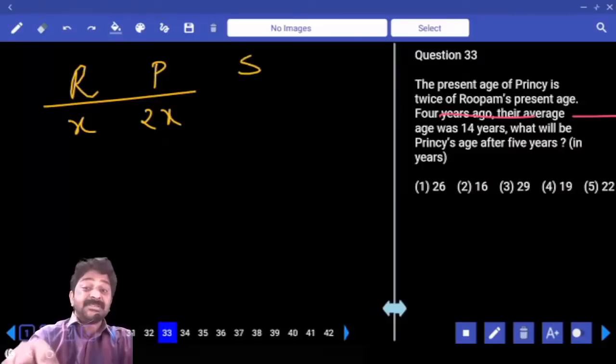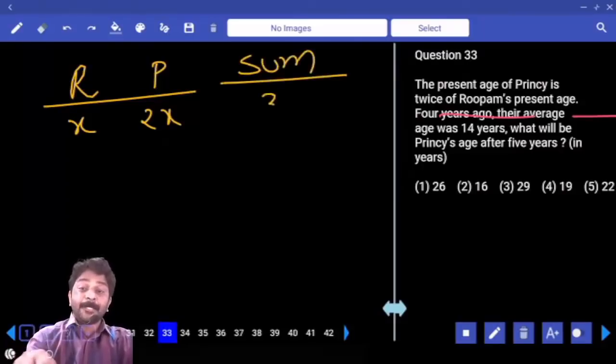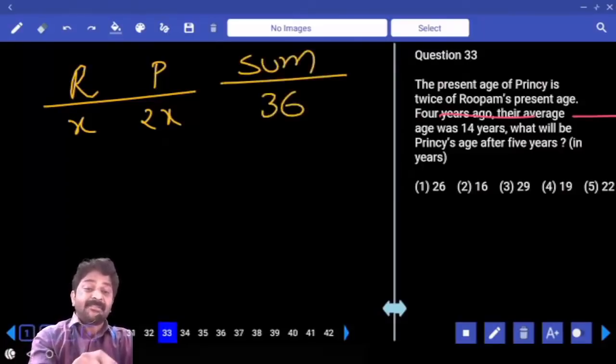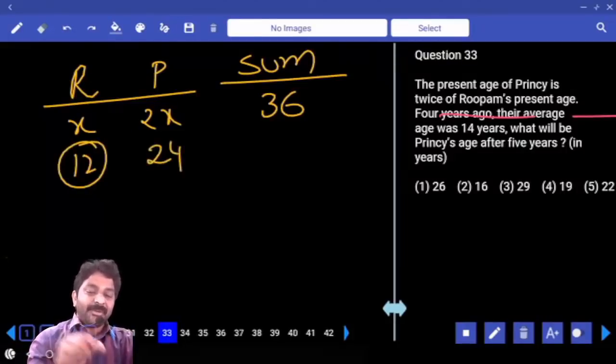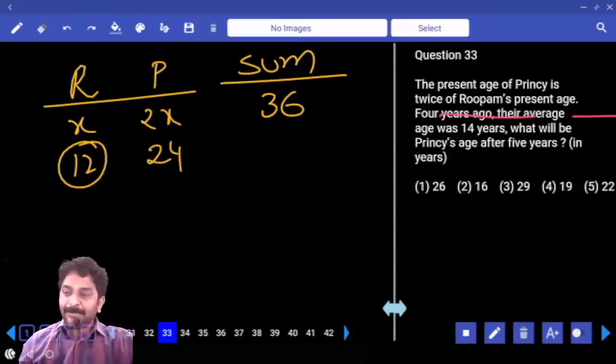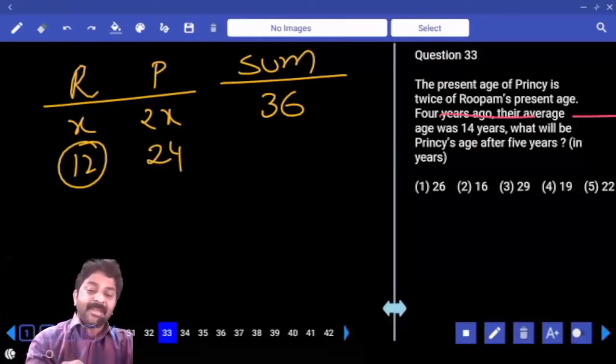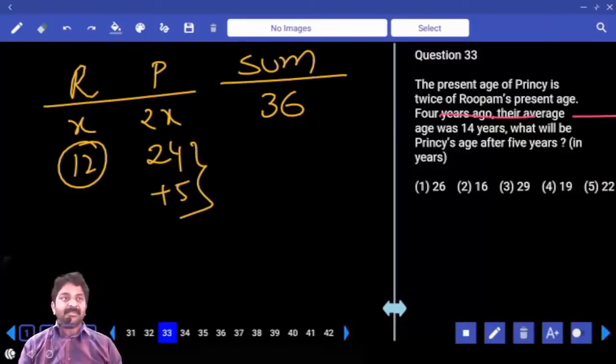If you increase it by 4, it becomes 18. Then sum becomes 36, which must be divided in the ratio 1:2 only. Then Rupam age is 12 years, Princey age 24 years. But we were asked to calculate Princey age after 5 years. To this we have to add 5 years only. Answer 29.